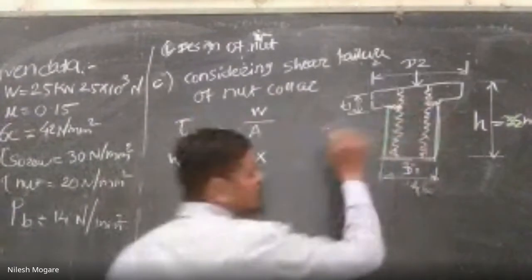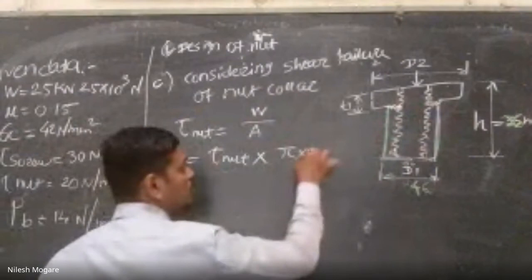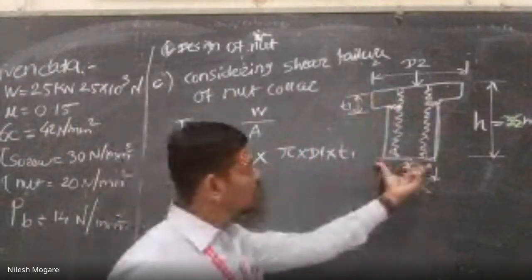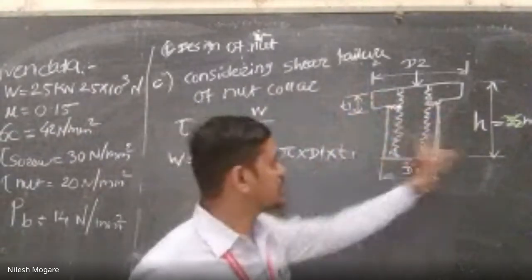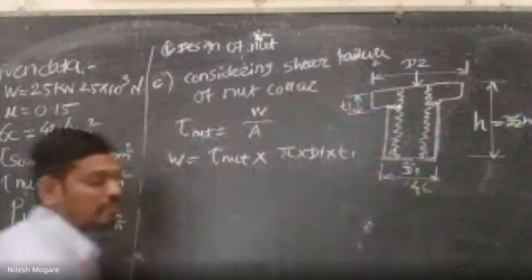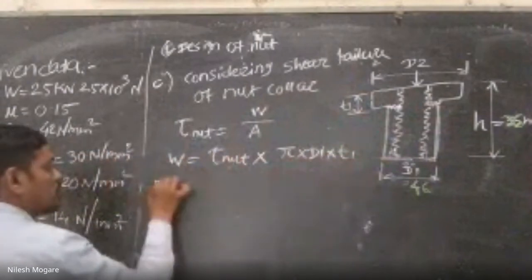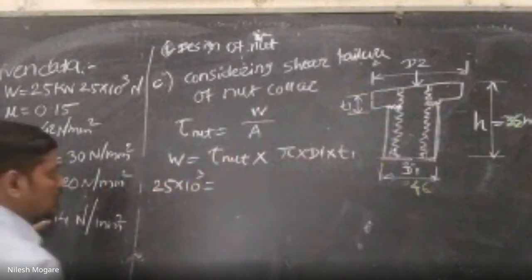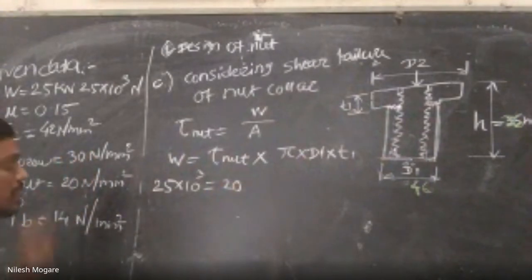So this is a circular section, that's why we have to consider the circumference, so pi into d1 and multiply by thickness. Pi d1 is nothing but the diameter of our nut. And t1 is nothing but the thickness of the nut collar. So tau nut into pi d1 into t1. We have the value of W, 25 into 10 raised to 3, so we have tau nut is equal to 20, it is given separately.